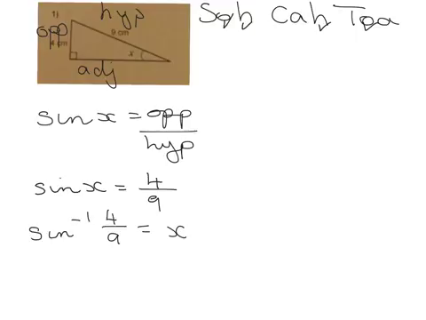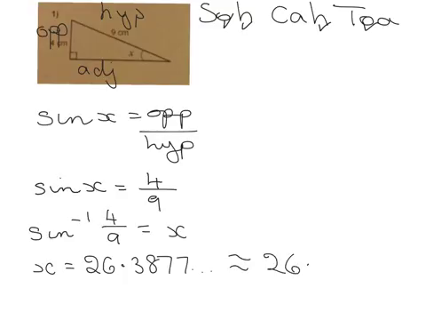4 over 9, hit equals, and we should have 26.3877 for our angle. So x equals 26.3877, and then we're going to round to 2 decimal places, so 26.39 degrees.